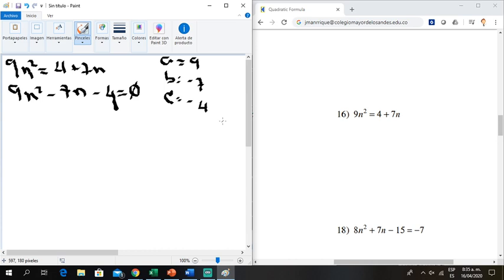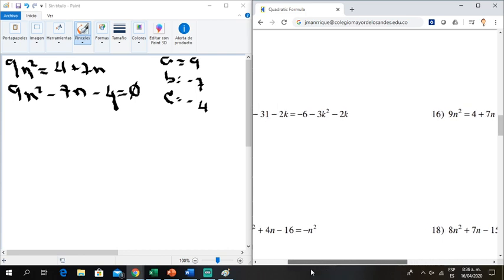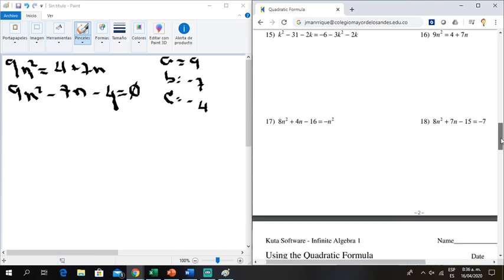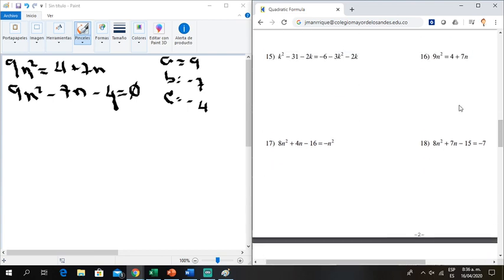Very good. Oh, you need me to show the 17? Okay, I'm going to. Look at that. Now you can find the 17. Very good. Now we have A, B, and C.